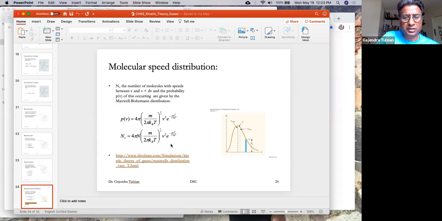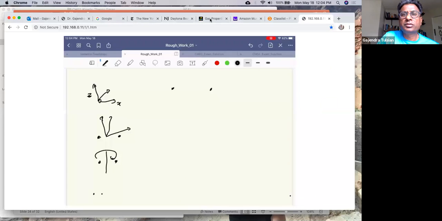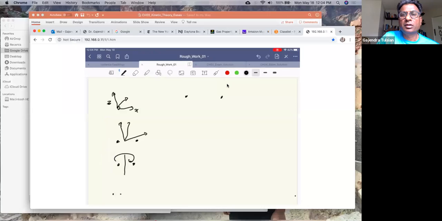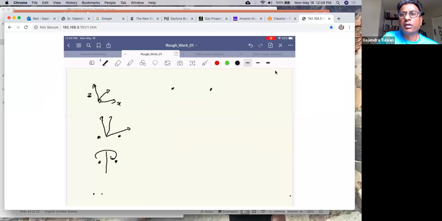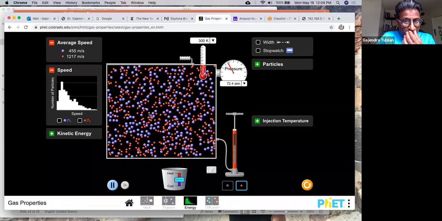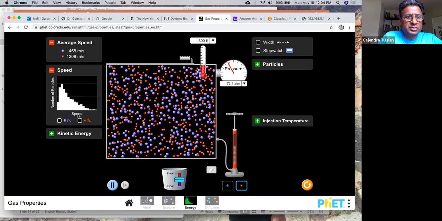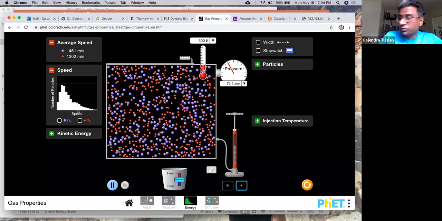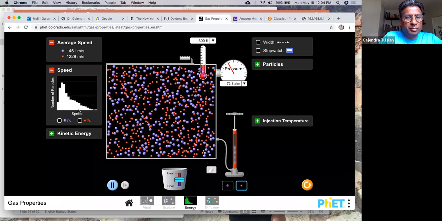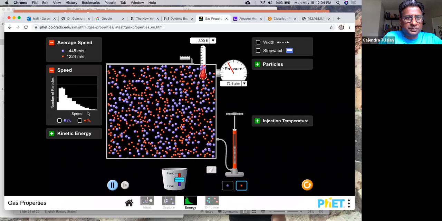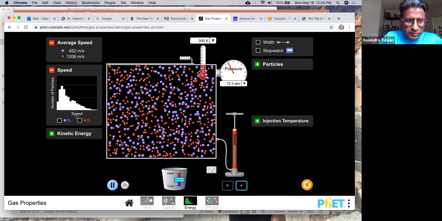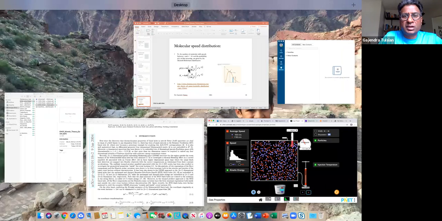The molecular speeds. You saw that in this gas, not all molecules are moving at the same speed. So here's a plot of the speed versus the number of molecules. This formula is telling you this many molecules are moving at that speed and so on. And this is the Maxwell-Boltzmann distribution, which is given by this formula.